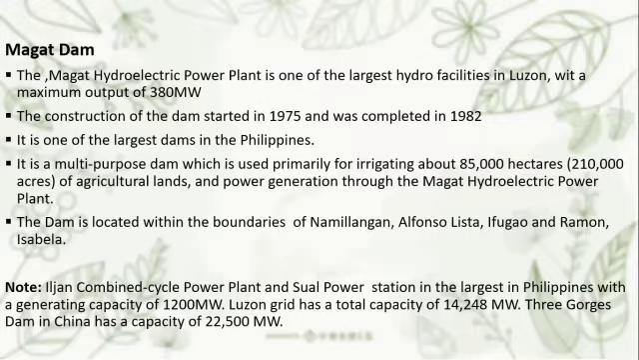Note: Giljan Combined Cycle Power Plant and Sowal Power Station are the largest in the Philippines, with a generating capacity of 1,200 MW. Luzon Grid has a total capacity of 14,248 MW, and Three Gorges Dam in China has a capacity of 22,500 MW.